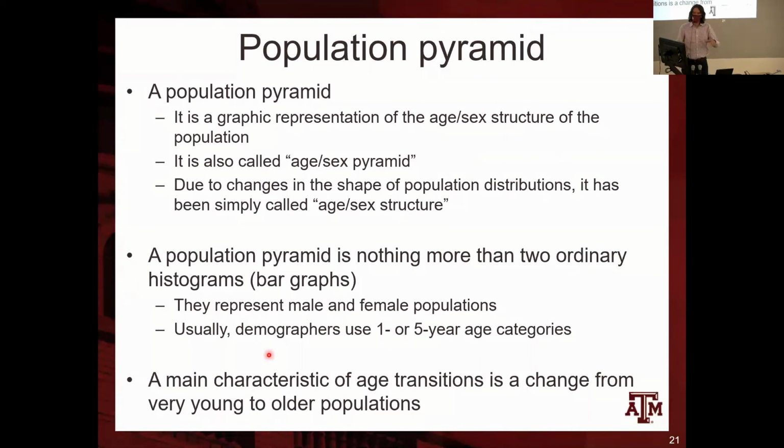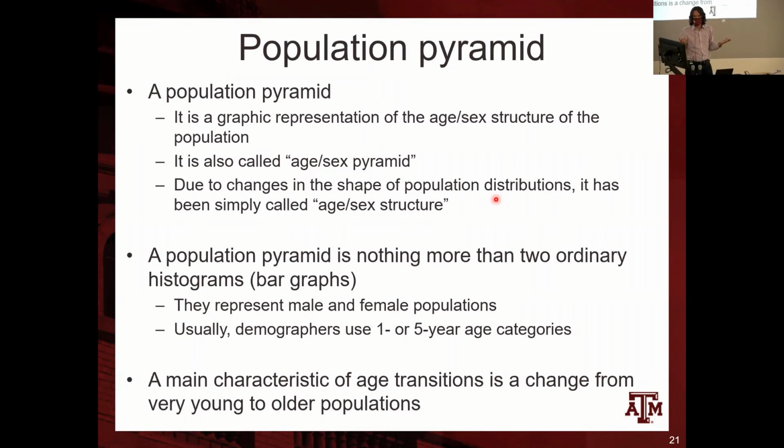Now, a less theoretical topic, really simple thing, something that you guys learned in high school. Population pyramid. Population pyramid is pretty much a graph showing the age and sex structure of a population in a specific year. And it also is called age-sex pyramid. And because in more recent societies, the population distributions do not have necessarily the shape of a pyramid, some of them are more rectangular, we simply call this graph an age-sex structure. It's a graph to show the age and sex structure of a specific population in a specific year.